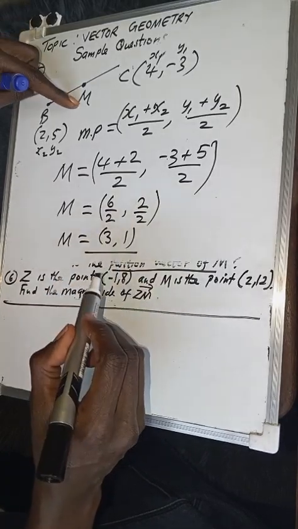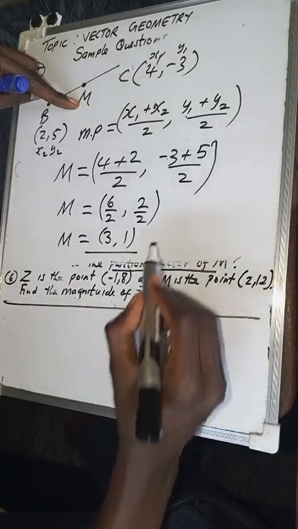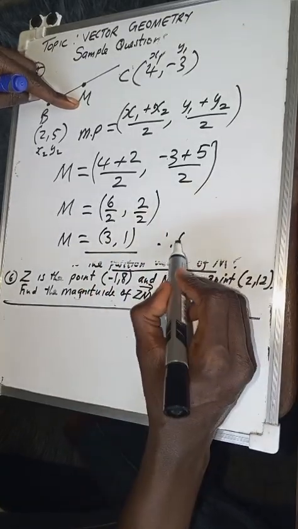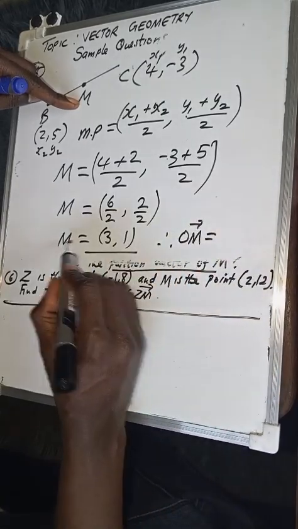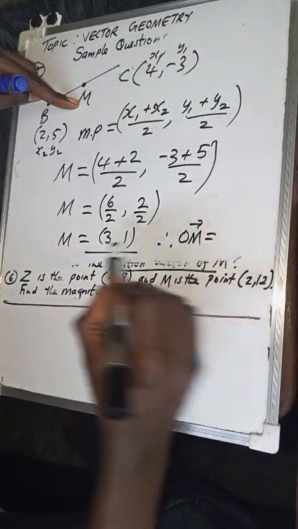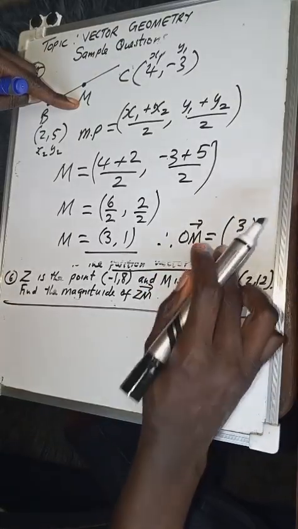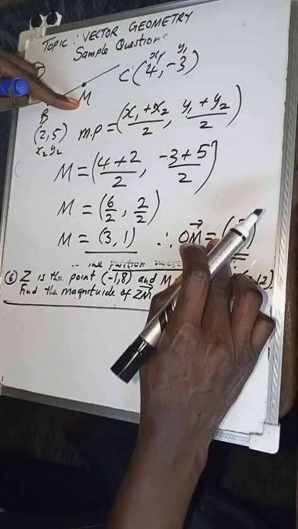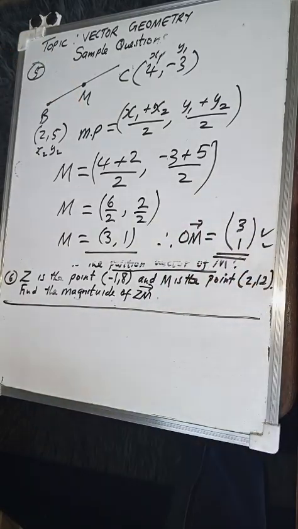Now this is the coordinate of M, but the question was saying the position vector of M. Therefore the position vector, it's like you're starting from O to M. The position vector of M, O to M, which I'm going to write as OM, change this into column form. So it will be 3 and 1 there. So this is what they wanted you to do. So that's the position vector of M. There's nothing even complicated there.